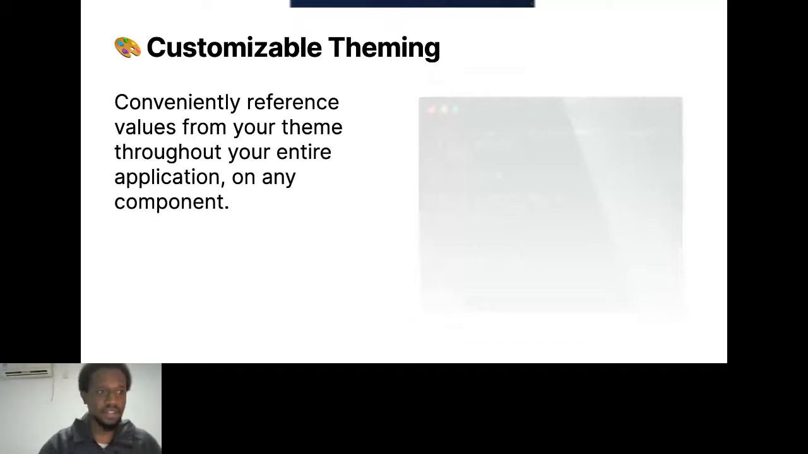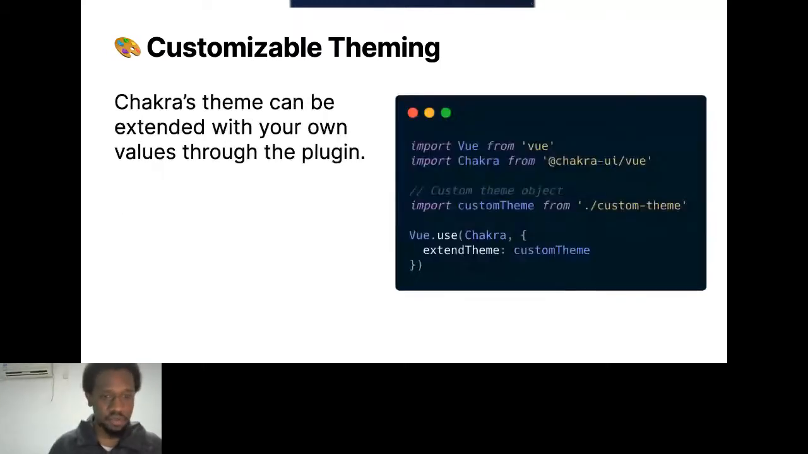Cool. So the Chakra UI theme can be extended, and the way that you do that is in the plugin. When you import the Chakra UI plugin, you extend it by passing the theme object into the extend theme option for the plugin. The theme that Chakra UI uses is the system UI theme specification. It's very common in the JavaScript ecosystem, so it's pretty well known. There's a lot of support and documentation for it as well.